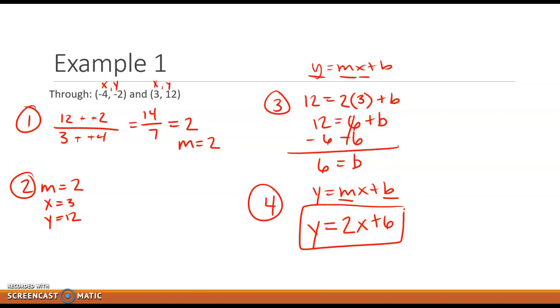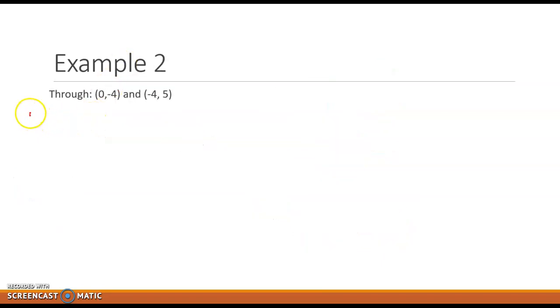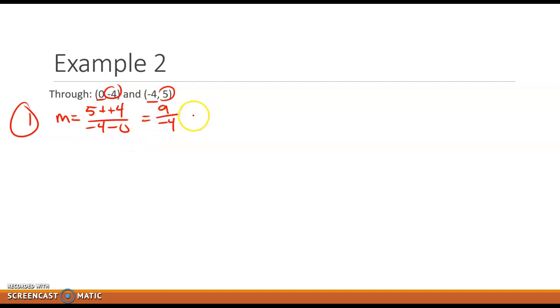So we're going to do another one of these. All right, step 1, find slope. So m is going to equal y minus y, so 5 minus negative 4, over negative 4 minus 0. And then we get plus a positive, so 5 plus 4 is 9, and negative 4 minus 0 is negative 4. So our slope in this case is a negative 9/4.